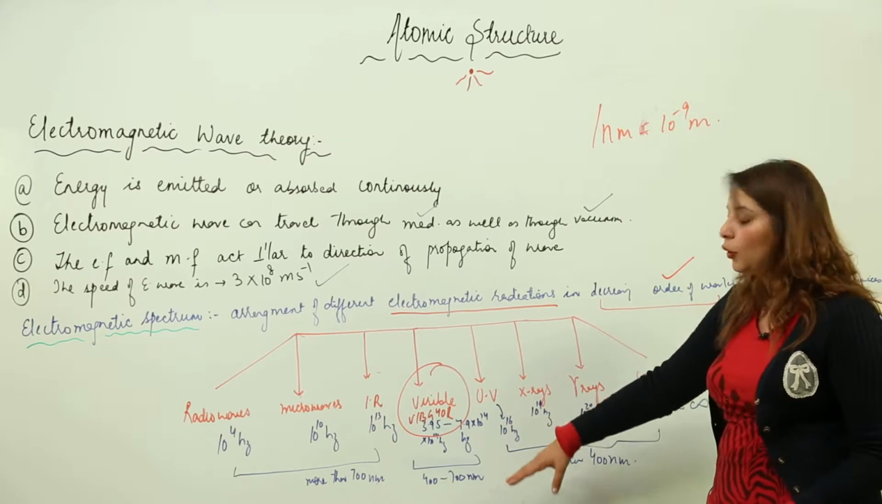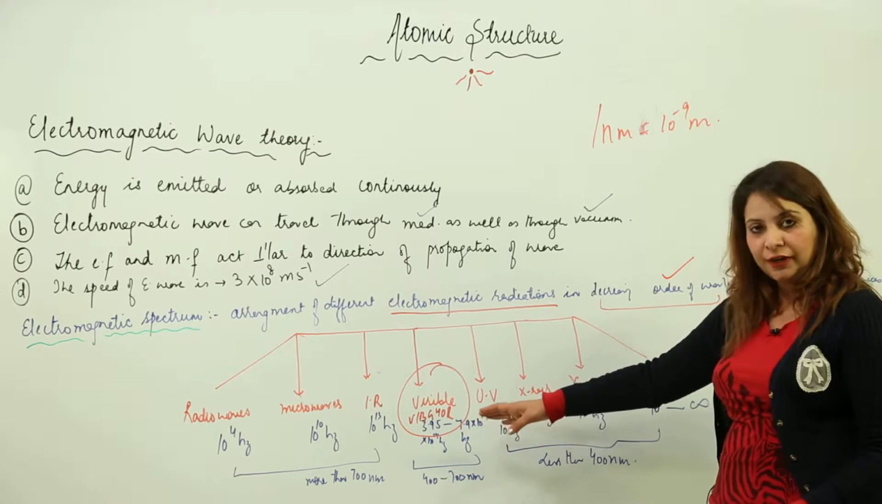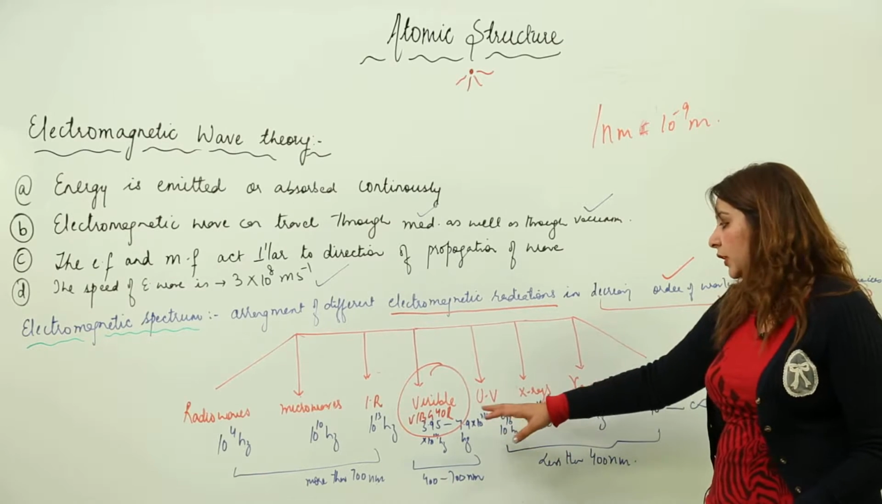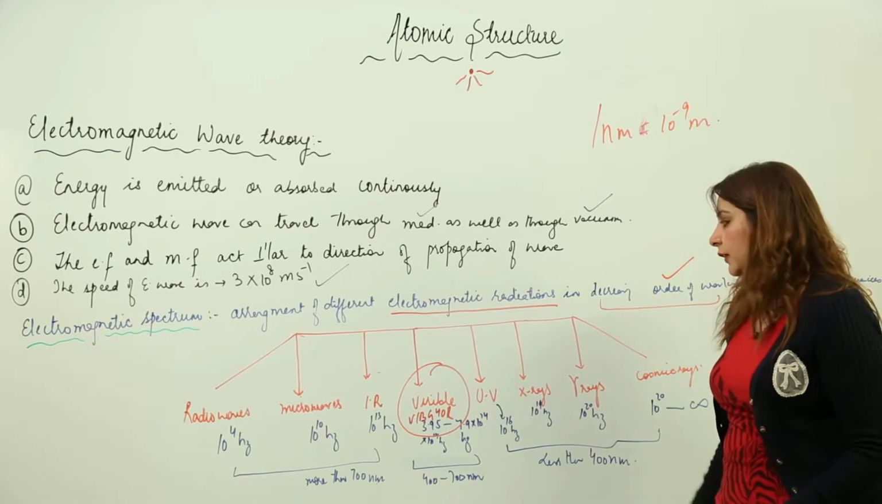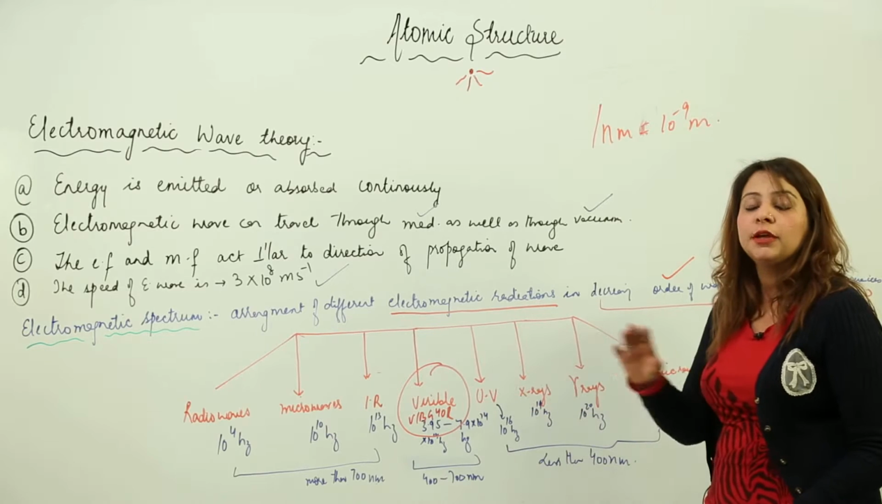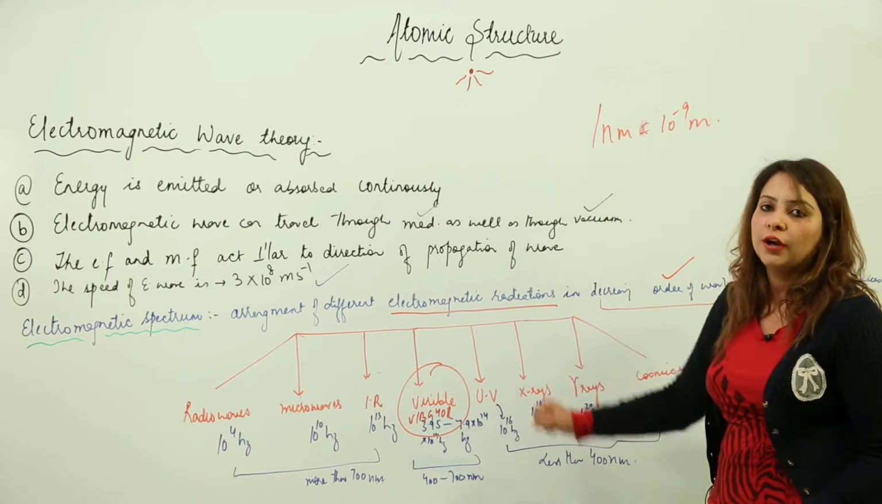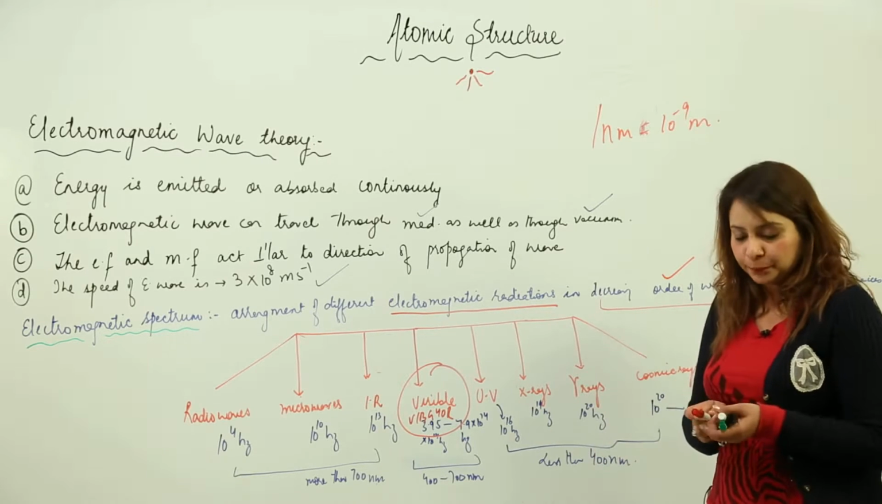The visible region, as we already talked about, has a wavelength range of 400 to 700 nanometer, and frequency from 3.95 into 10 raised to power 14 extending up to 7.9 into 10 raised to power 14. This is the visible region, that is the VIBGYOR: violet, indigo, blue, green, yellow, orange and red. So this is about the electromagnetic spectrum.